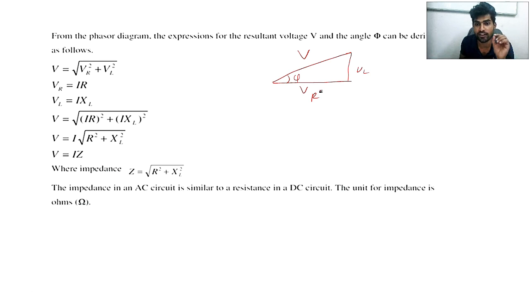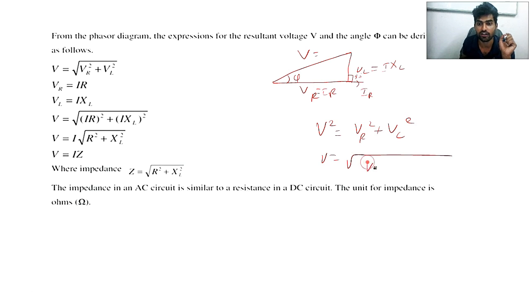So VR is the voltage drop across resistance, VL is the voltage drop across inductance, and this is IR, and then this one is the total voltage, right? So current and voltage are in phase with each other for resistance. Current lags voltage by an angle of 90 degrees for inductance. This is an RL circuit. So according to Pythagoras theorem, V square is equal to VR square plus VL square, right? So V is equal to what? Root of VR square plus VL square, right?